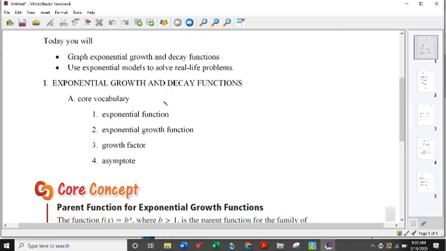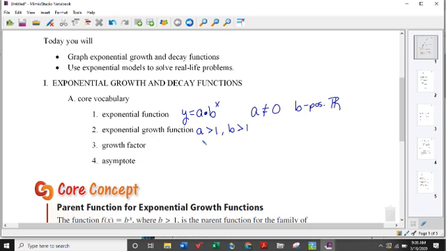So if you remember, an exponential function is a function that's in the form of y equals a times b to the x. So an exponential function, the variable is the exponent. A cannot equal 0, and b has to be a positive real number. Exponential growth function, if you remember, that's when a is greater than 1 and b is also greater than 1.